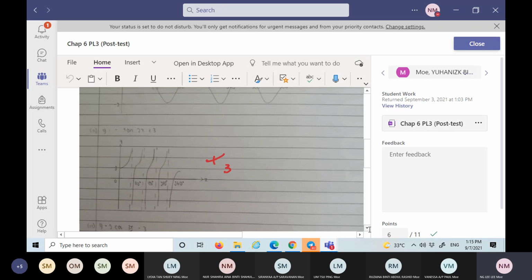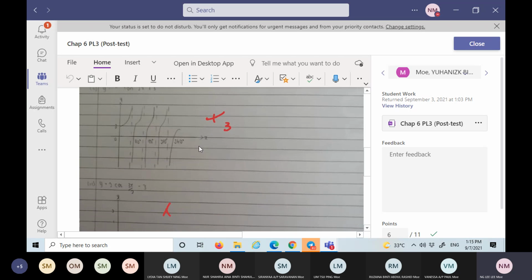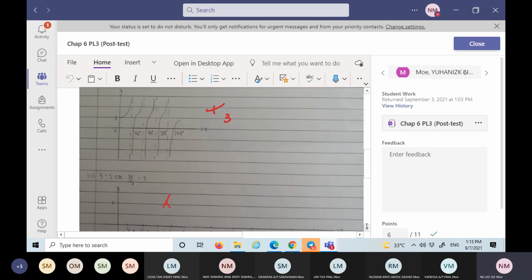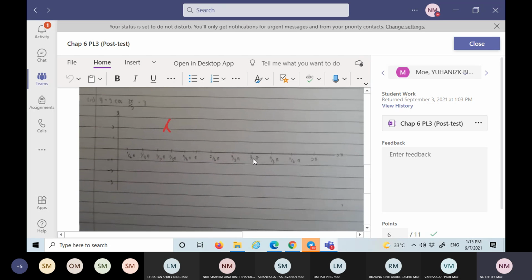Second question, the shape is terbalik. This one should be coming down. This one should be up here and then coming down. The shape is terbalik. Other than that, actually it is okay. She definitely is not using the table method. Number 3 she didn't do.